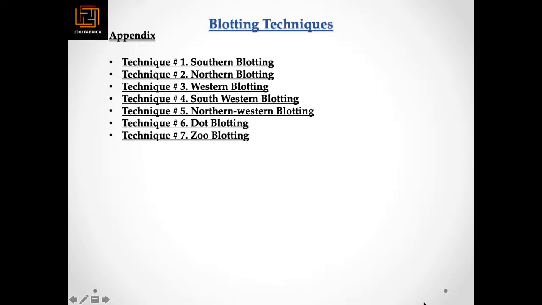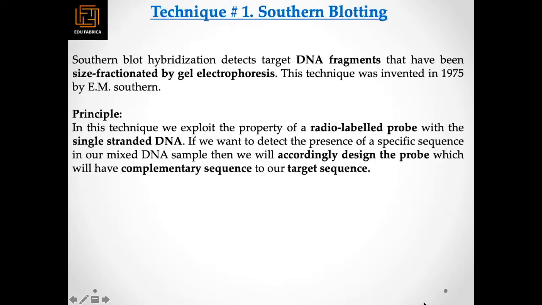Southern is done to check DNA, northern for the RNA, western for the protein, southern western for the DNA and protein, and northern western for the protein and RNA. Dot blotting is just a part of southern blotting, and zoo blotting is used to get to know about non-coding and coding regions in all species at once.